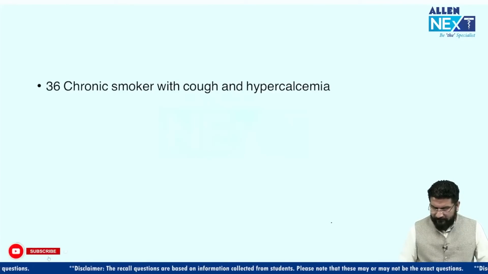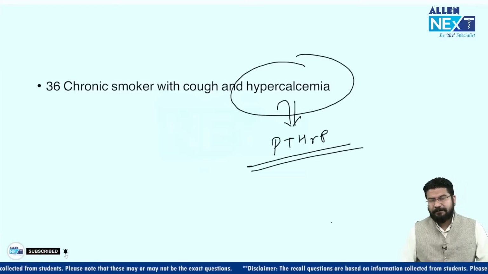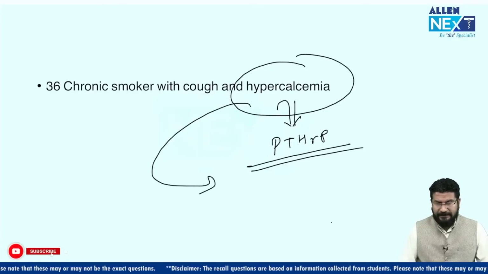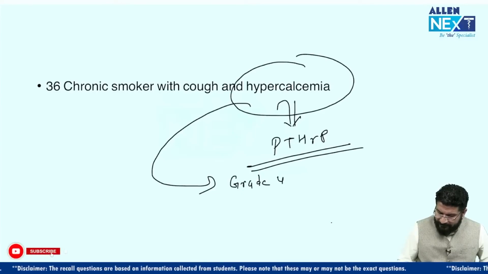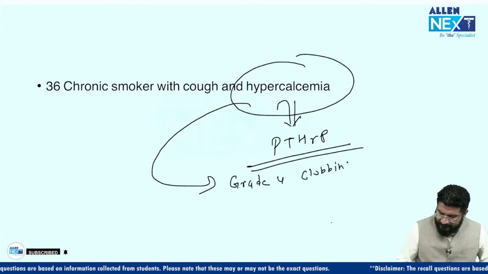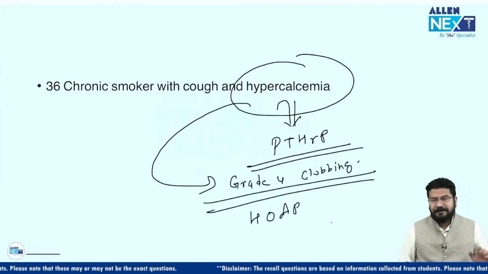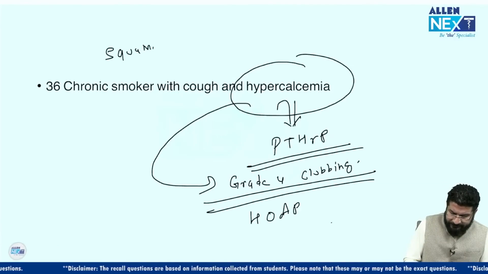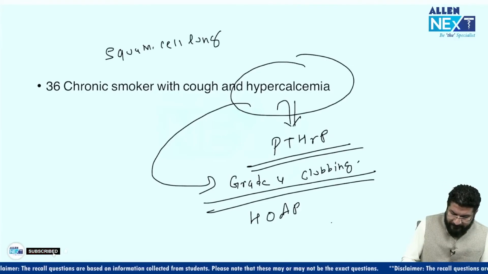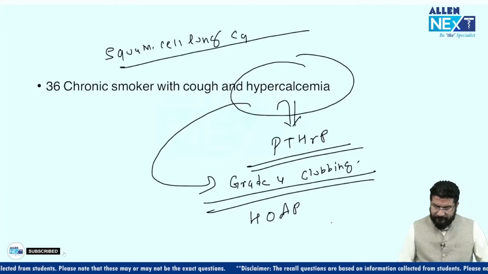Okay, chronic smoker with cough and hypercalcemia. Understand this, hypercalcemia is the hint. Hypercalcemia means there is more calcium, and that is due to PTHrP, parathyroid hormone related protein. Because of this, the patient is developing grade 4 clubbing, and for this grade 4 clubbing we have a name, hypertrophic osteoarthropathy. This is classically seen as a paraneoplastic symptom in a patient of squamous cell lung cancer. Squamous cell lung cancer. Clear? Paraneoplastic symptom of squamous cell lung cancer.